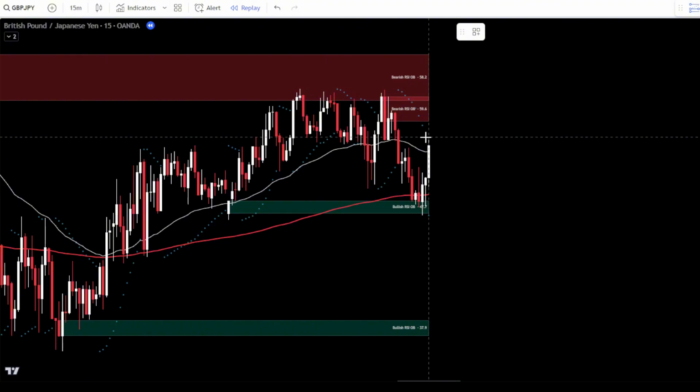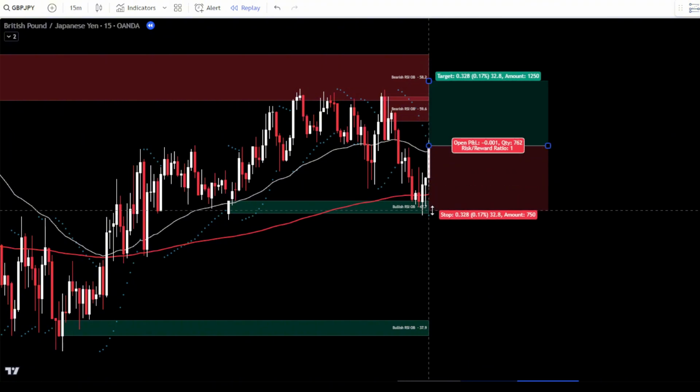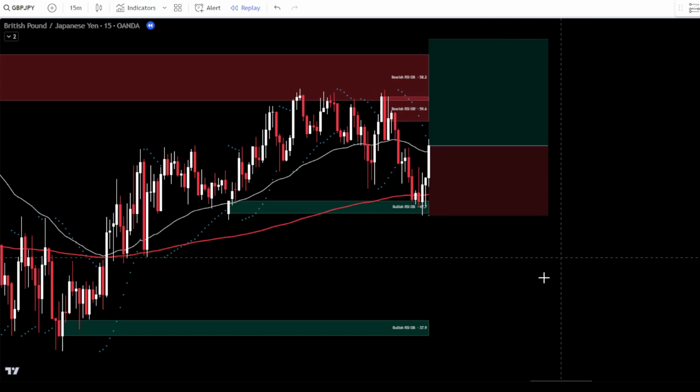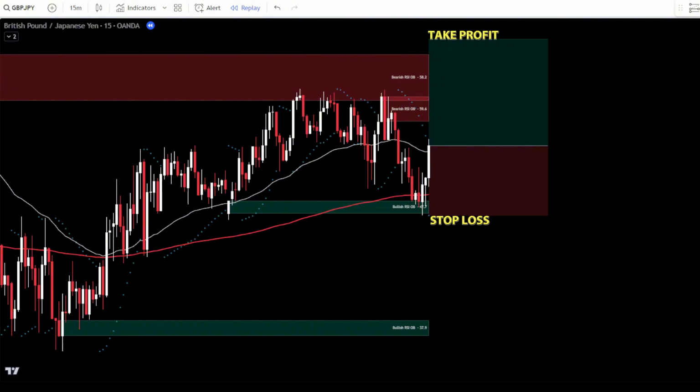If all conditions are met, place a buy entry after the bullish candlestick has closed. Set the stop loss at the Parabolic SAR. Use a take profit target with a risk-reward ratio of 1 to 1.5.